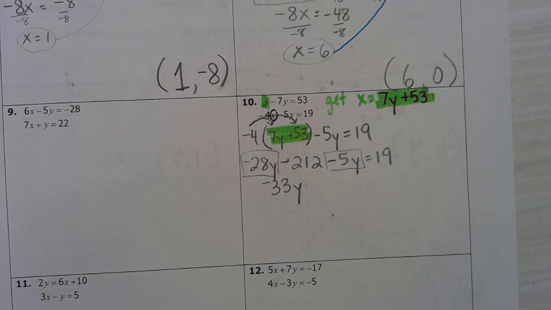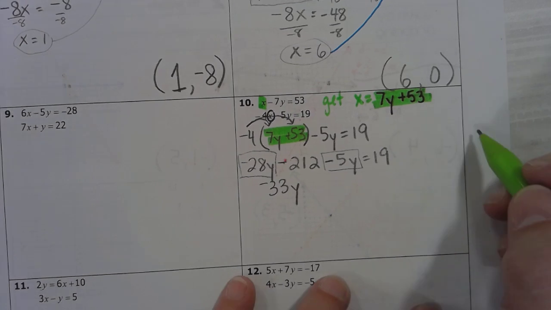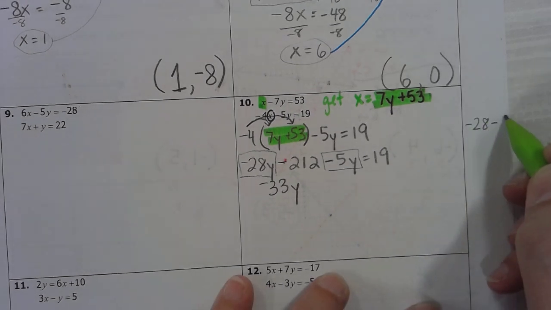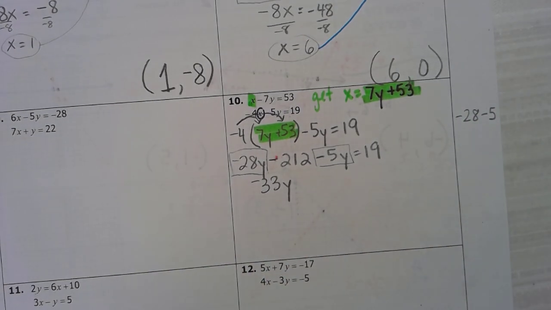And then get rid of the 212. You're subtracting that? Yeah, so you're just going to do negative 28 take away 5, like whatever it says. Don't change the signs on it. Just do whatever it is.